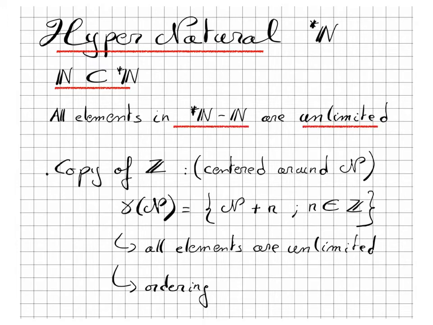In star N, we can find many copies of Z. Such copies are centered around a hypernatural number capital N, and we write it gamma of N. It is simply given by the set of all elements of the form capital N plus small n with small n in Z. I guess I should have been adding a star here if I wanted to remain absolutely consistent with the notations I've introduced so far. All the elements in gamma are unlimited and they follow the ordering which is imposed by the elements of Z.